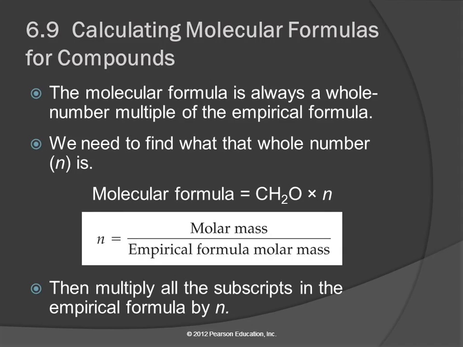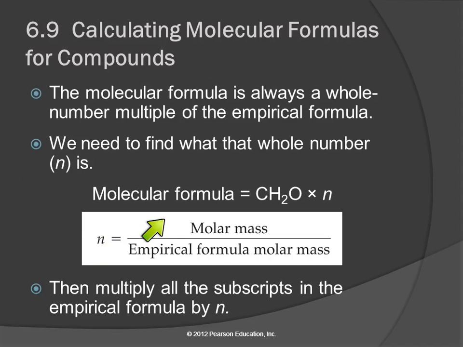Empirical formulas are nice, but being able to calculate the actual molecular formula is even better. The molecular formula, like we mentioned earlier, is always a whole number multiple of the empirical formula. And so we need to find out what that whole number is. What do we multiply the empirical formula by?